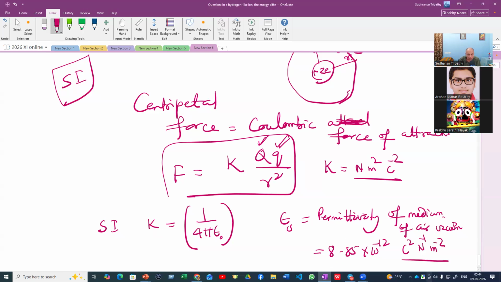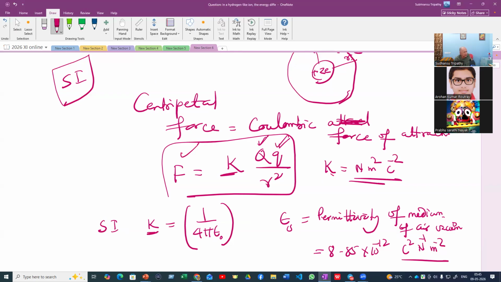You understood? Because 1 by 4 pi epsilon is K, and K has a unit Newton meter square per Coulomb square. So if 1 by 4 pi epsilon has this unit, epsilon will be its reciprocal unit, that is Coulomb square per Newton meter square. The negative power will become positive. That is the unit of epsilon.